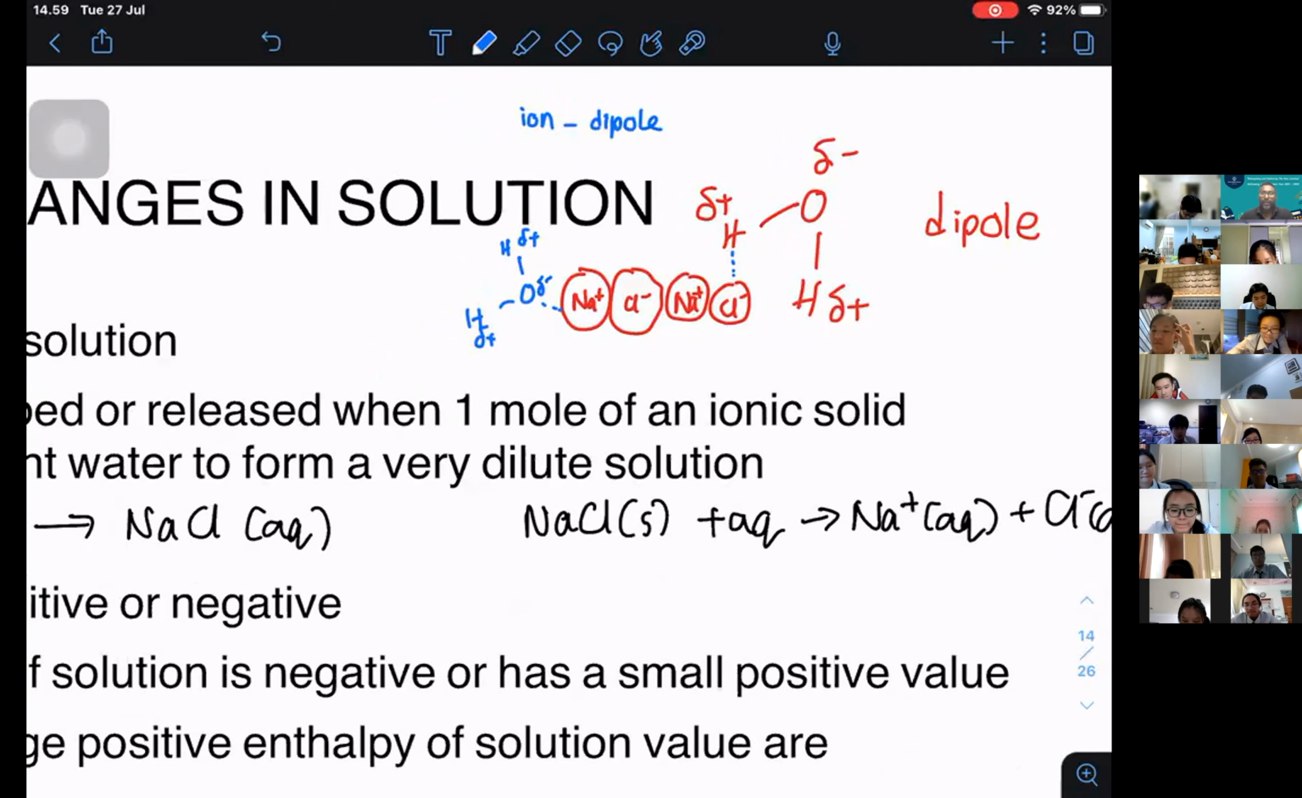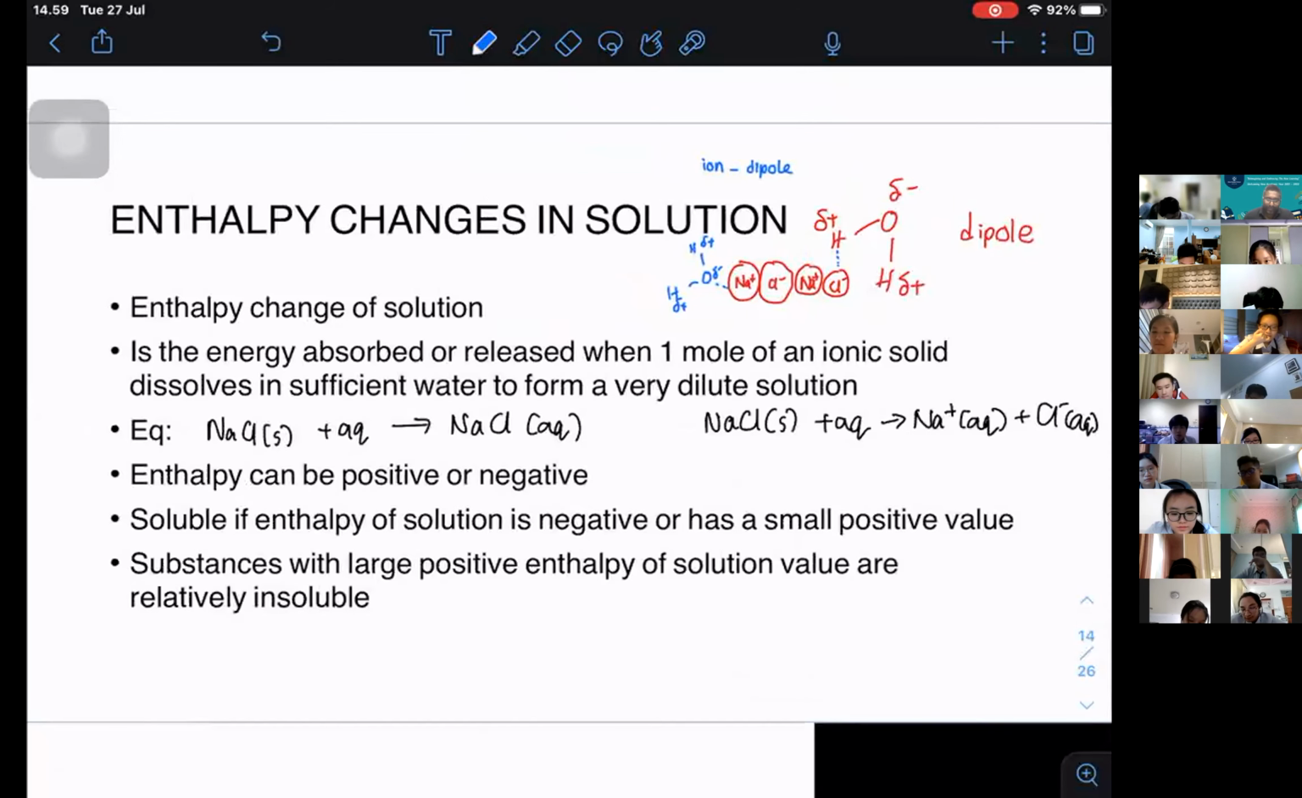If they can form a lot of bonds with water molecules, of course they are going to be more soluble. If they are more soluble, forming bonds is exothermic, so negative. That's the reason that if it is soluble, the enthalpy of solution must be negative, and we can still accept a small positive value. Small positive values can still be soluble. But if you have a large positive enthalpy of solution, they are relatively insoluble. This is something you need to take note of.